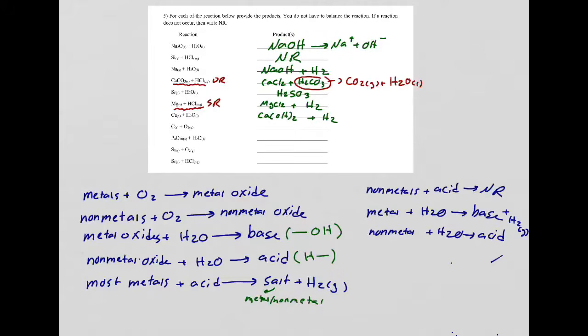So base, you end with OH; acid, you start with H. Okay, next one is carbon plus O2. Non-metal plus O2 is non-metal oxide. So all you're going to do is CO2.